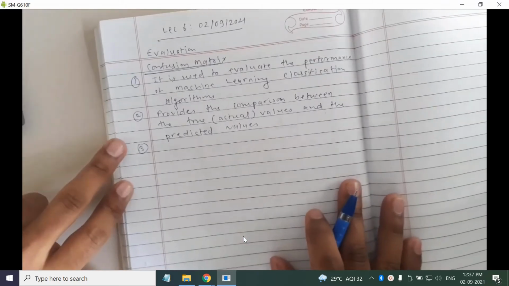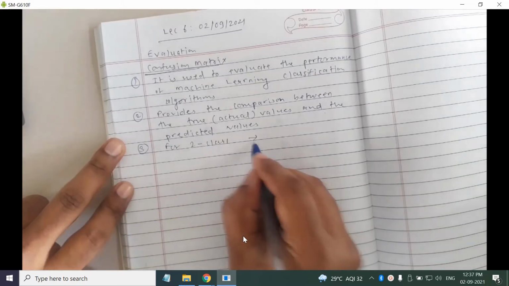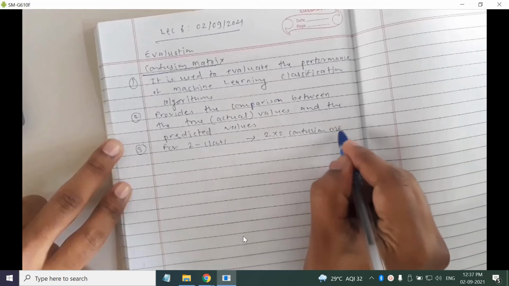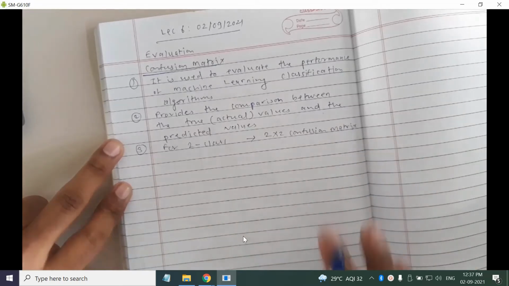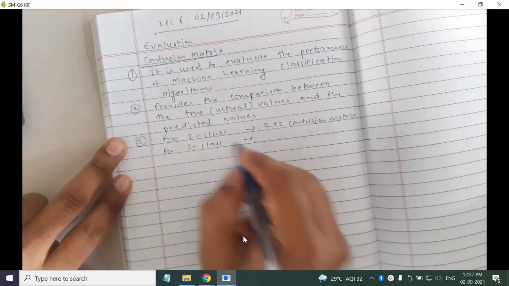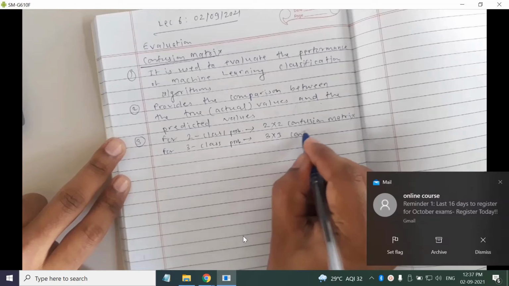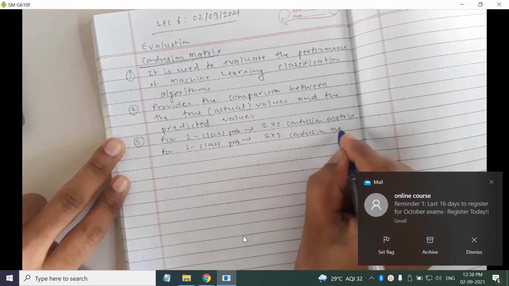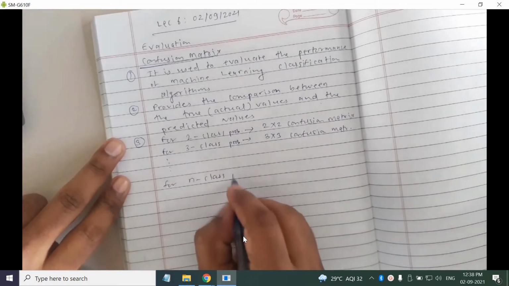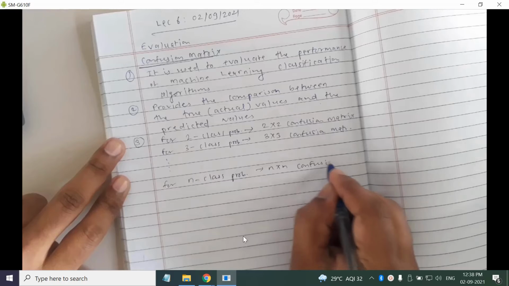When you have a 2 class problem, you will get a 2 by 2 confusion matrix. Till now we have created only 2 by 2 confusion matrices. Similarly, for a 3 class problem, you will get a 3 by 3 confusion matrix. And similarly, for n number of classes, you will get an n by n confusion matrix.